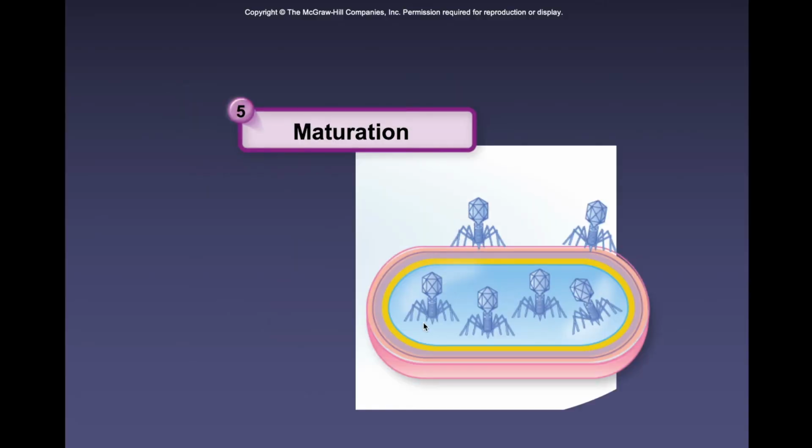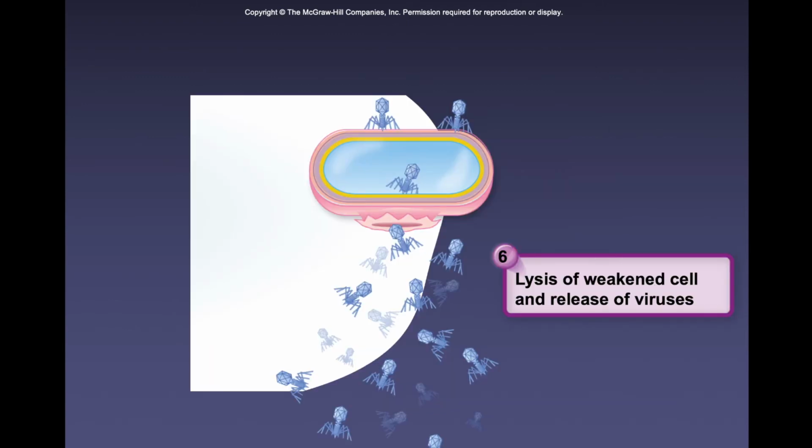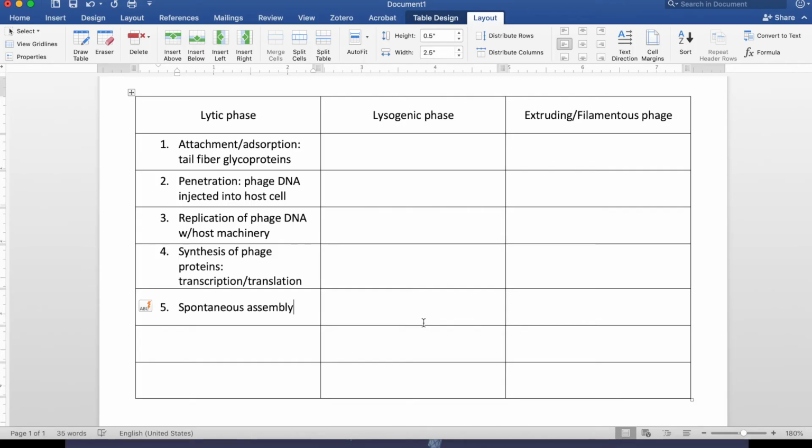Maturation means that they come together. The nucleic acid is packed into those capsid heads to form those nucleocapsids, which are attached to the rest of the structure of the virion particle. And these guys are ready to be released. So maturation and then release is through lysis. So for this one, we'll just put release is through lysis.